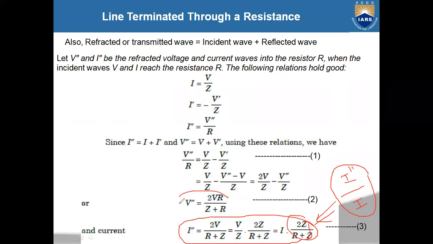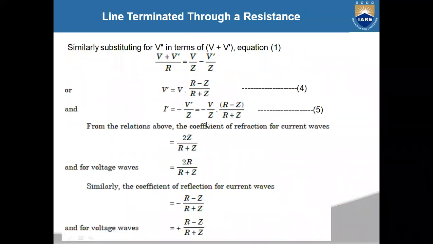In a similar manner, from the voltage equation you can write the refracted or transmitted voltage coefficient as V double dash by V. So V double dash by V is the refracted coefficient for voltage wave, which will be equal to 2R by Z plus R. Those we have written here. So the coefficient of refraction for current wave is 2Z by R plus Z, and for voltage wave it is 2R by R plus Z. For current wave this is I double dash by I, and for voltage wave this is V double dash by V.